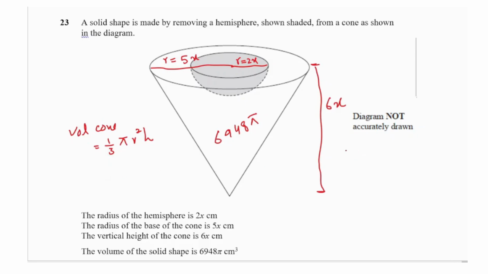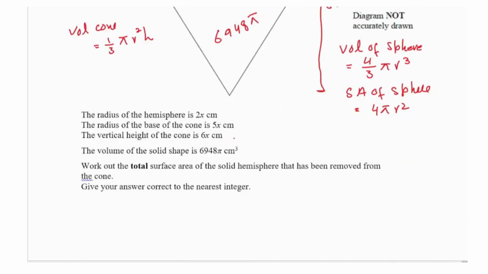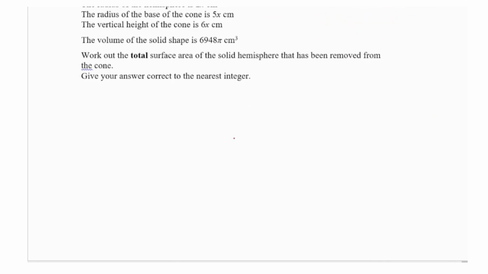Okay, so I'm going to write down here the volume of a sphere. That's given in the exam as well: 4/3 πr³. And the surface area of a sphere, that's also given in the exam, is equal to 4πr². So we know all the formulas now. The volume of the cone minus the volume of the hemisphere gives us the rest of the volume, which is 6,948π. So we're going to use this information with the given information.